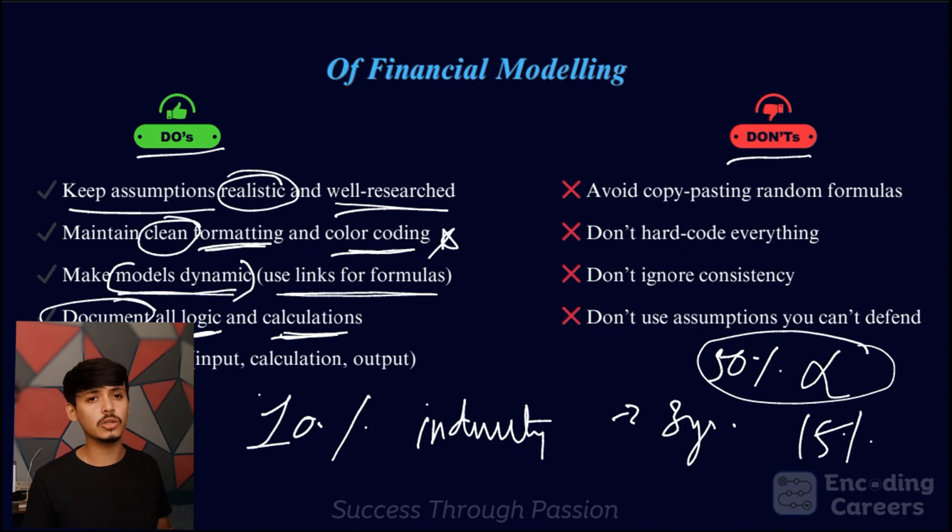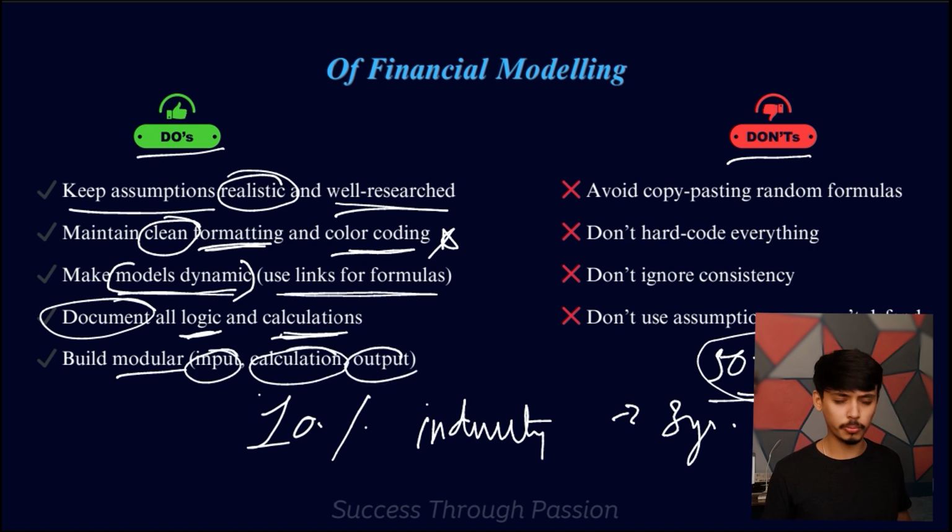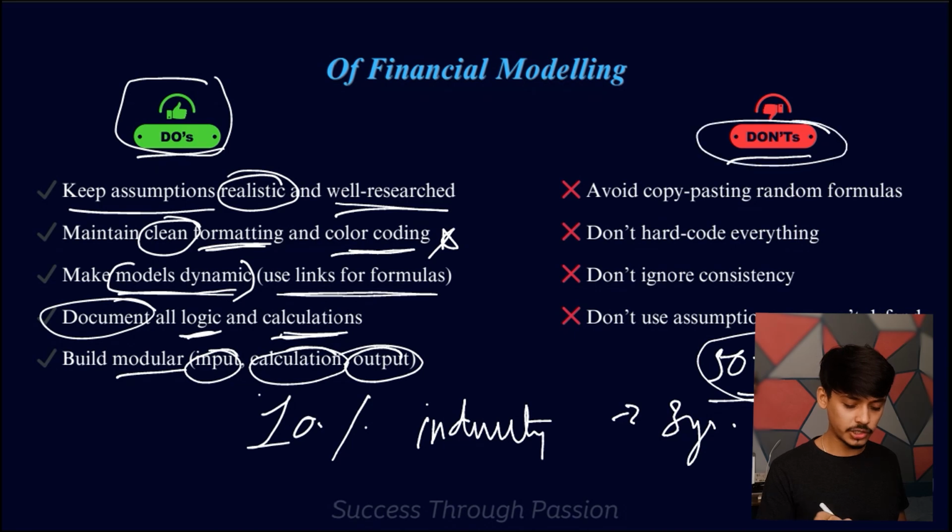Is it due to more economies of scale? Is it due to less manpower required than the industry? Is it more talent? Whatever it is, you have to show that logic and calculation. And the final point is build modular, that is, everything should be in the model, your inputs, your calculation, and your output. Moving on to the don'ts of a financial model.